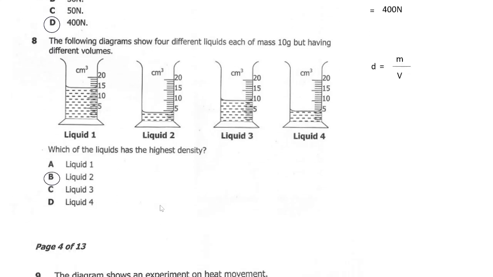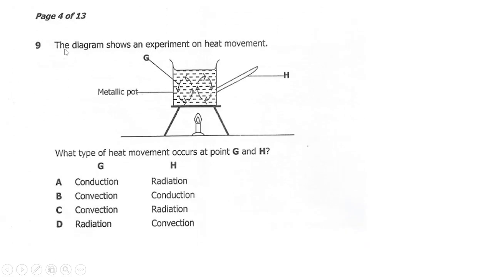So we move to question number 9. The diagram shows an experiment on heat movement. Okay, we have a metallic pot, and then we have a candle, and then we have a handle there. We have this process occurring inside, labeled as G, and then we have this handle labeled H there. So the question says what type of heat movement occurs at point G and H.